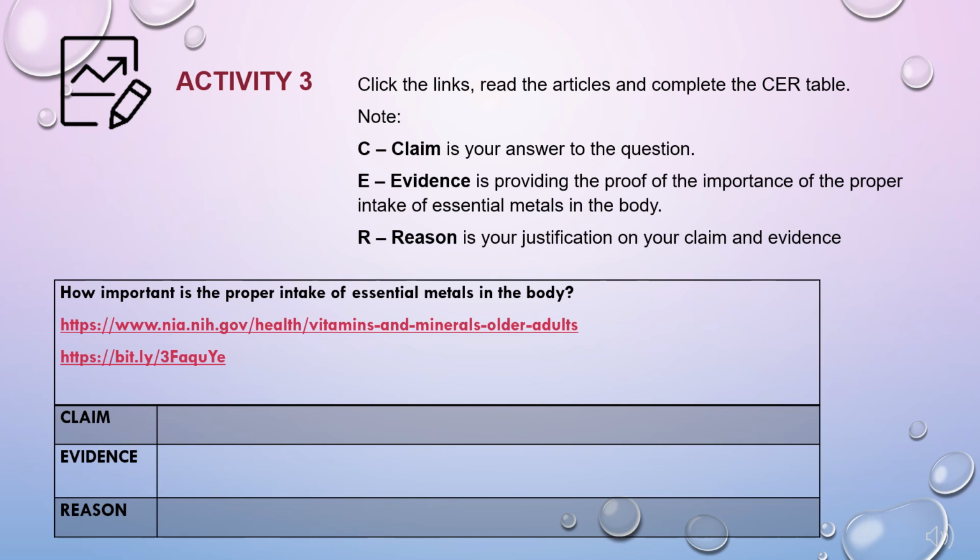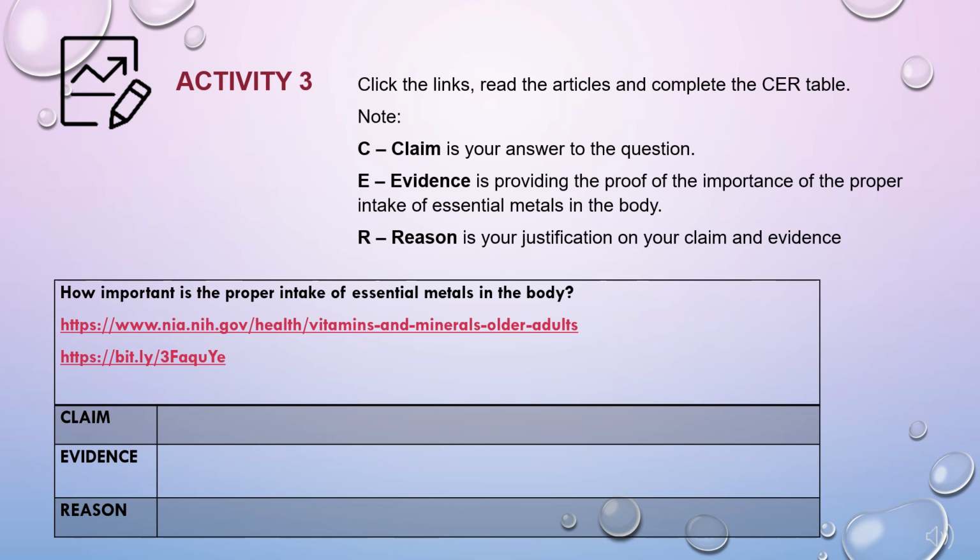Okay, so C is for claim. It is your answer to the question. So claim, that is simply your answer to the question. How important is the proper intake of essential metals in the body? So that is the question that you need to answer. Okay, gaano ka-importante ang tamang pag-take ng mga essential metals sa ating katawan.